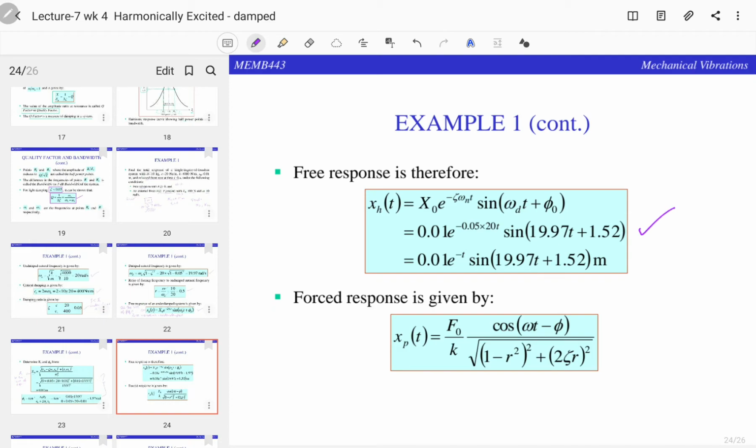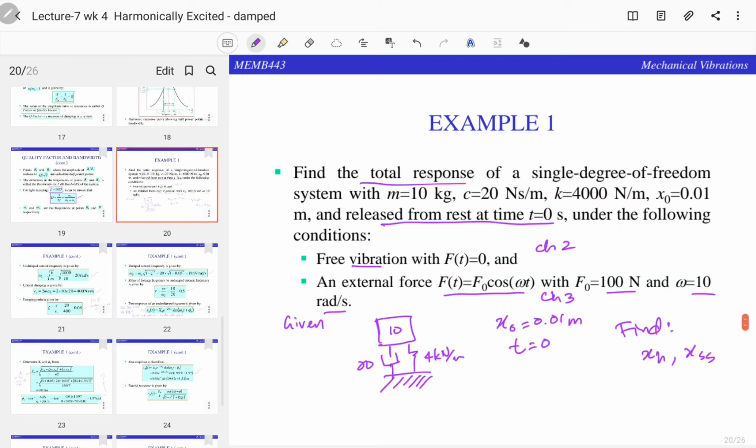From there, you can also calculate your force response. Remember, in this problem, your F naught is 100. They give you all the values there, and specifically that it is a cosine function. If you have a cosine function, then you automatically know that your x steady state is capital X cosine omega t. Is that all? No, right? Because you have damping, so you have to minus phi. Don't forget. So this is the steady state solution.